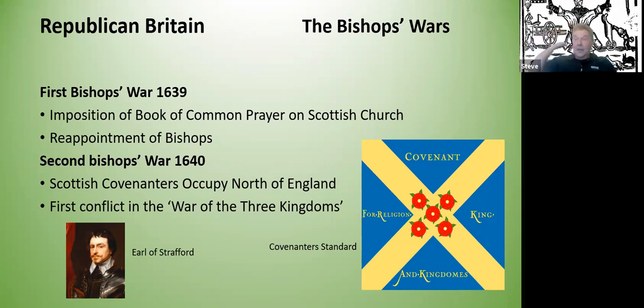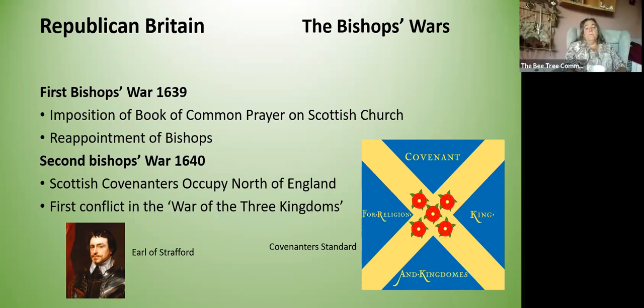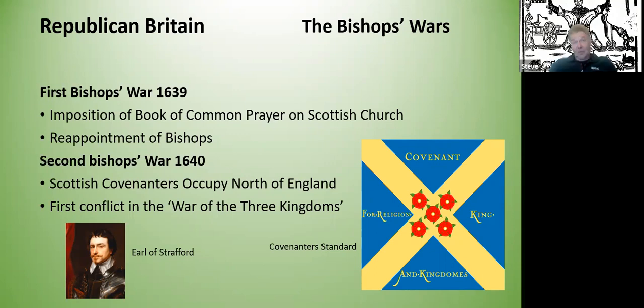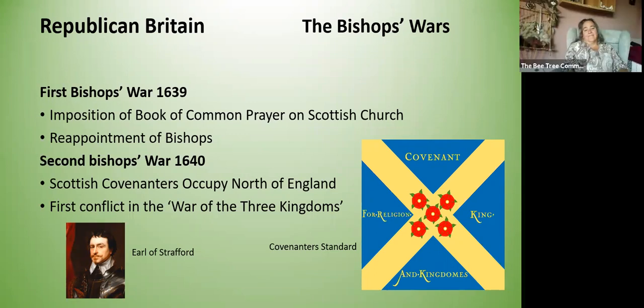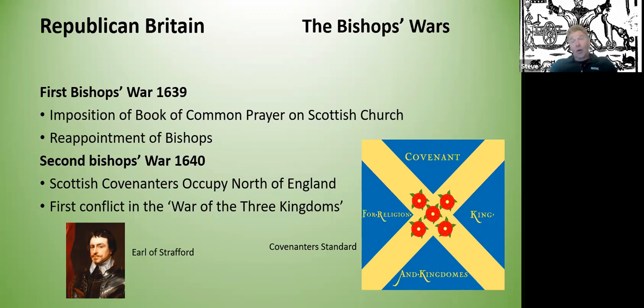But after the failure of that war, Charles was forced to recall Parliament. This is what's known as the Short Parliament, because he wanted to finance a second war. So he didn't manage to get much finance out of Parliament, but he went to war anyway, in the Second Bishops' War. This went even worse for him, because the Scottish Covenanters occupied the north of England. These Bishops' Wars were the start of the War of the Three Kingdoms, which has become a name for all the wars that took place in England, Scotland, and Ireland at this period.